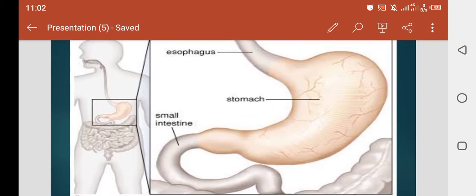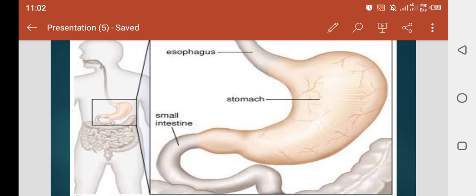This is the stomach. You can see in that diagram. The esophagus is connected to the stomach. Then the stomach is connected to the small intestine. So the food is moving in the esophagus, then it is going towards the stomach. Clear? And in the stomach, different enzymes are released.